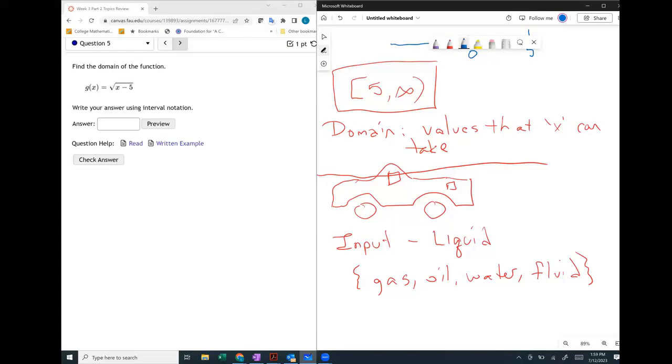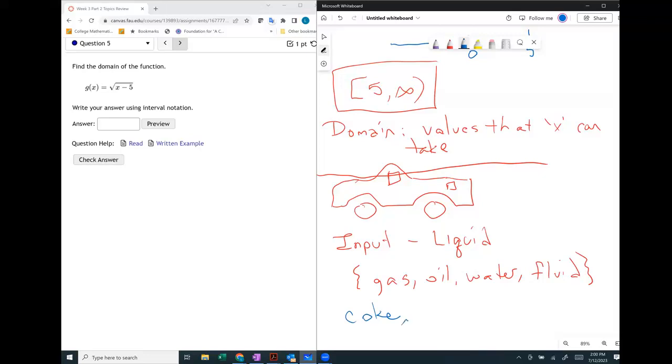And I say, well, my inputs are liquid. Can I put Coke in here? Is there any place I can put Coke in here? No, because what would happen? It wouldn't work. It would not only not work, it would probably blow up the car, right? So Coke is not in the domain of a car because I can't input Coke anywhere.